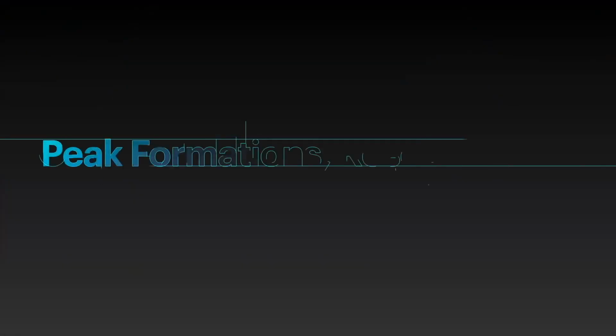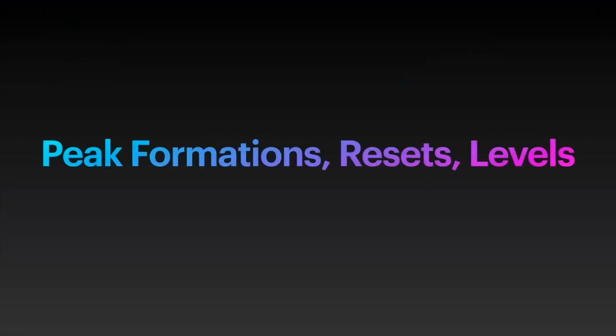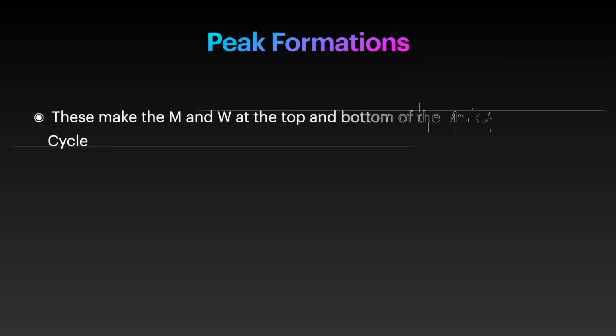Cool. All right, so let's talk about peak formation, resets, and levels. First, let's talk about peak formations. Peak formations are essentially the M and W at the top or the bottom of the market maker cycle. The market maker cycle being the MAAW or the WVVM. Peak formations are what the M and the W are in the cycle.